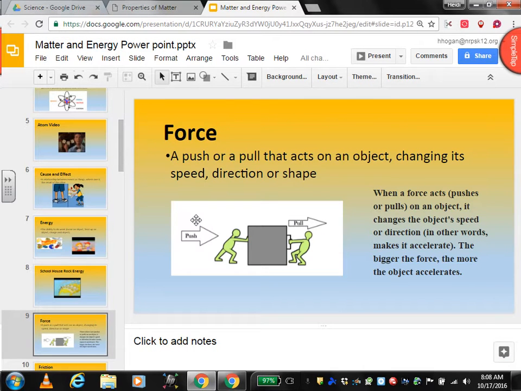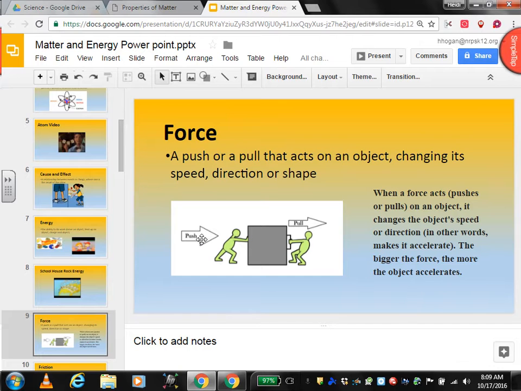A force is a push or a pull that you do to an object, and it changes its speed, its direction, or its shape. So you can probably figure out if you push something, you're forcing it in one direction. If you're pulling it, you're pulling it and forcing it into another direction. And when a force acts on an object, it changes its speed or direction. So the bigger the force, the more the object moves.